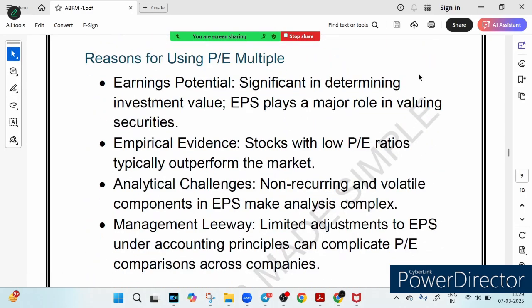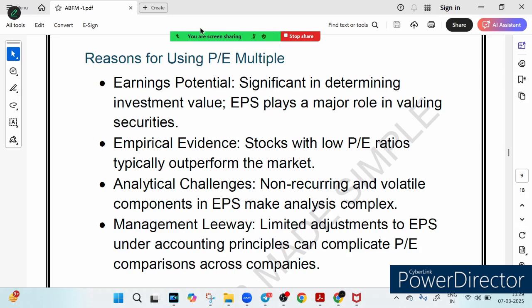Ever heard people say this stock has a low P/E ratio, it is a great buy, or the P/E ratio is high, so the stock is expensive? But what do these numbers really mean, and how do they help in making investment decisions? So why do we use the P/E multiple? Price to earnings is one of the most popular ways to value a company.